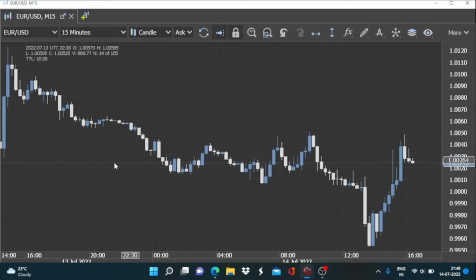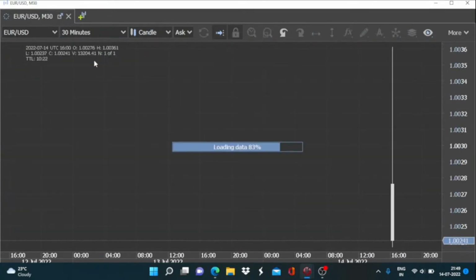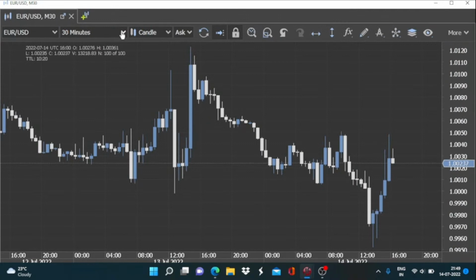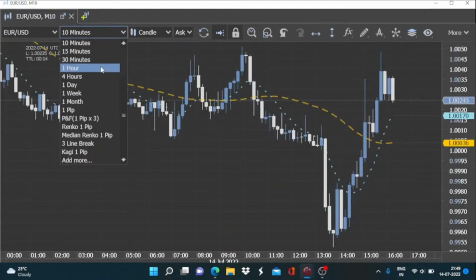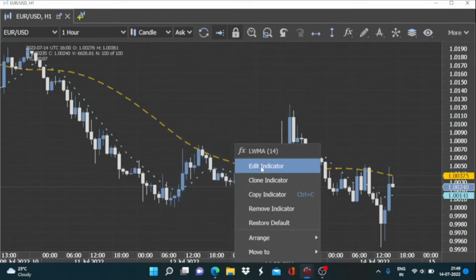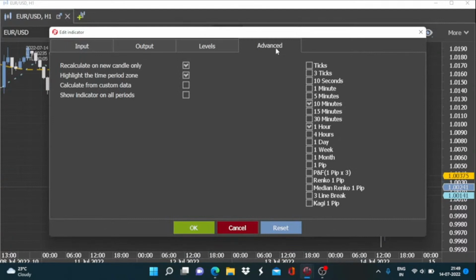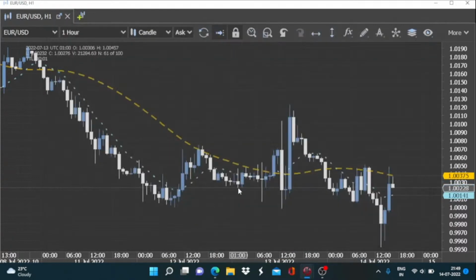So here is the 15-minute and there is no plotting of the LWMAs. If I change it to half an hourly, there is no plotting, but if I change it to 10 minutes, then the LWMA combination will be plotted again, and also on the hourly time frame. It will be there. So this is happening because of the customization options we have opted for. All right. So this is the explanation for this new tool of LWMA.